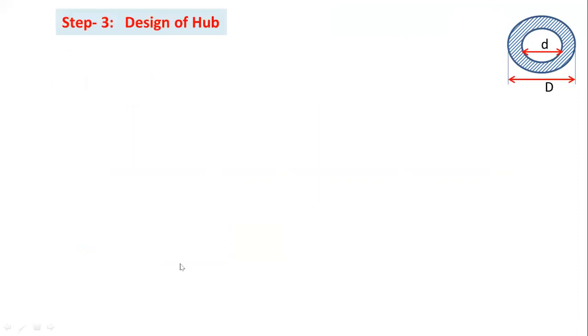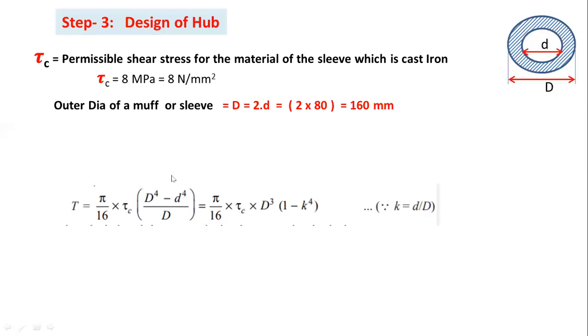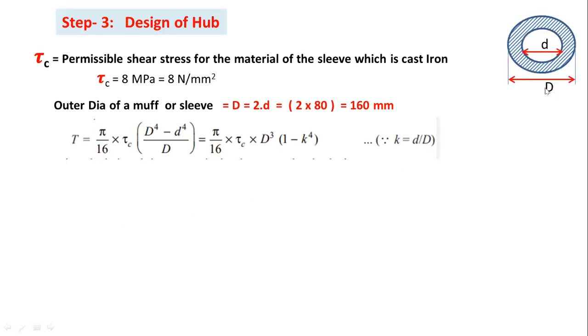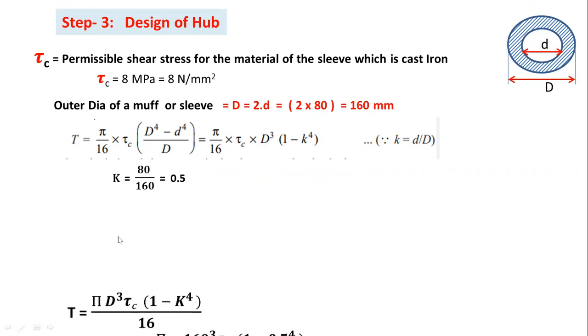In the third step, we have to design a suitable size of hub. Already we know the steps. Okay, capital D is the outside diameter of the hub. That value is equal to 2 times the diameter of the shaft, that is 160 mm. Now this is the formula for torque transmitted by the hollow shaft. You have to substitute these values in this equation. You can get the value of shear stress induced in the hub material.